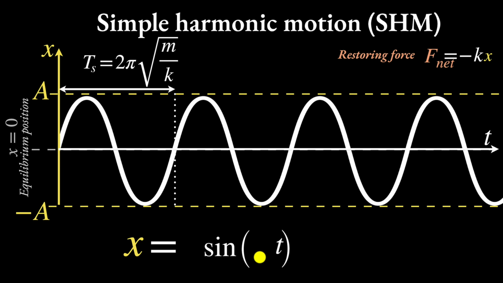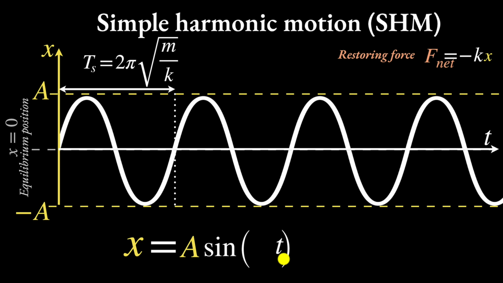But of course, X won't be just sine of t. That's why I've left some space over here. Because for one, sine swings between +1 and -1. We want our graph, our X, to swing between +A and -A. So how do we do that? Well, we have to scale this by A. So now as sine swings between +1 and -1, look, X swings between +A and -A. So that takes care of the amplitude.